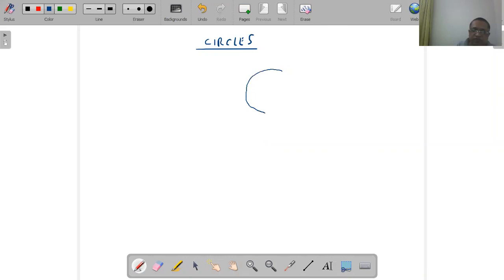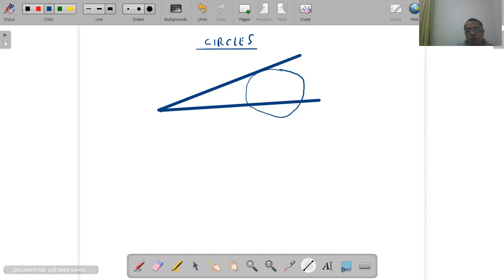There are two basic terms that we have to know. What is a tangent and what is a secant? So if I am going to draw a line from an external point such that it touches the circle externally at a point, then that particular line is called a tangent. Okay, so this is a tangent because it is touching this circle at one point. And suppose I draw a line intersecting the circle at 2 points, then that is called a secant.